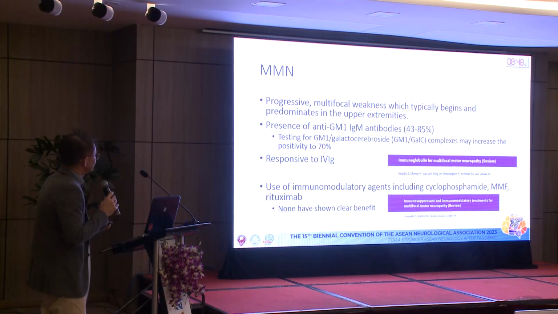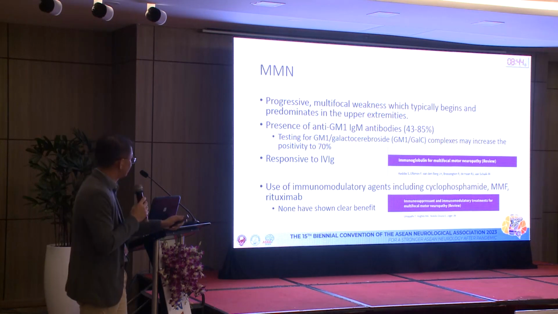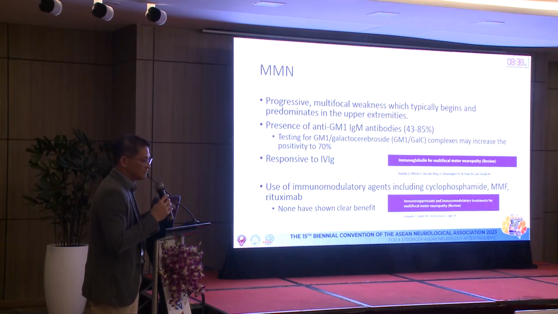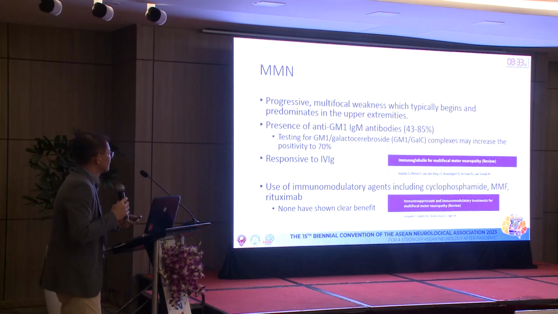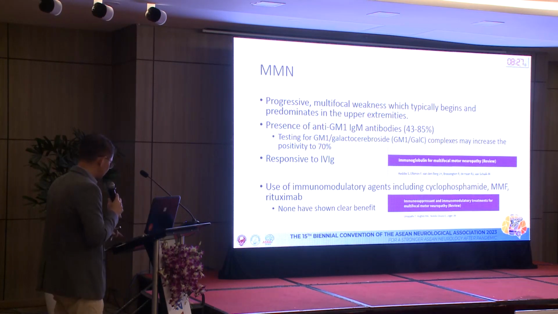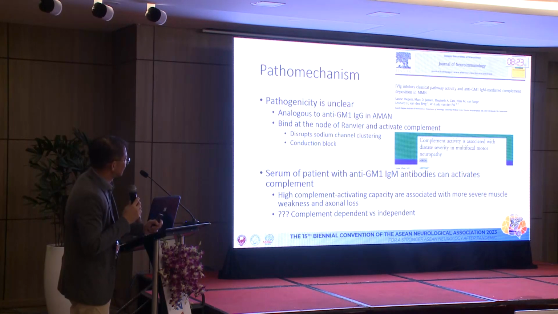Okay, a little bit on multifocal motor neuropathy. It's a progressive form of multifocal weakness that normally begins in the upper limbs, and about 50 to 80% of them have this anti-GM1 antibody. They are normally responsive to IVIG, but not to other forms of immunosuppressive drugs. So the pathogenicity is rather unclear.